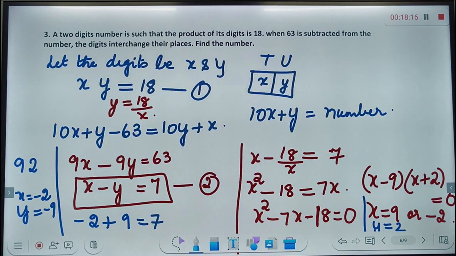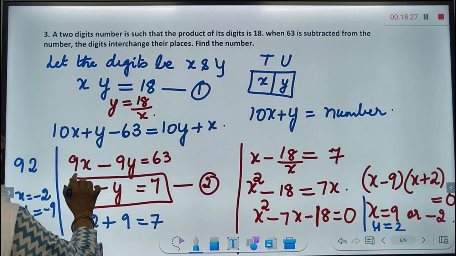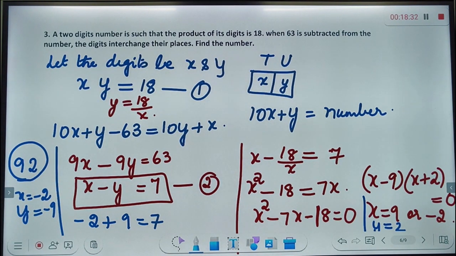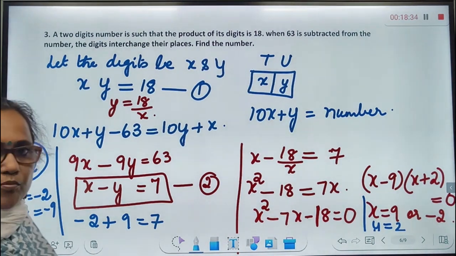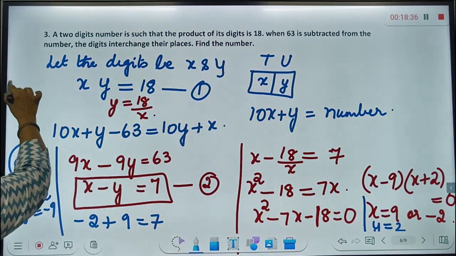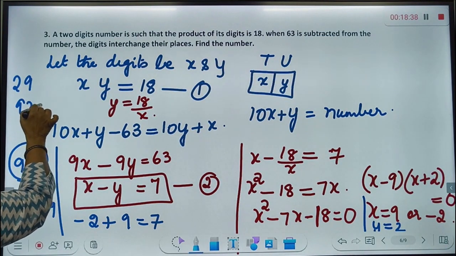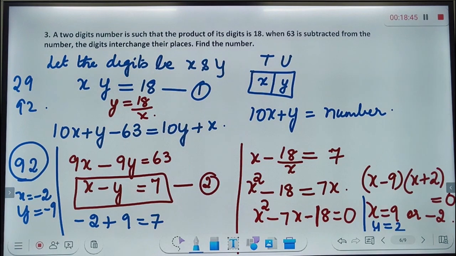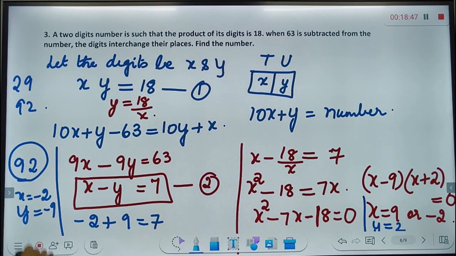So, both are possible. But when you say minus 2 and minus 9, does it make sense to talk about digits as minus 2 and minus 9? So, it still gives you the same thing, which is 92. Can it be 29? No, it is not possible, because if I take 29, if I inverse the digits, I get 92. 29 minus 92, will it be 63? No. So, only possibility is 92.